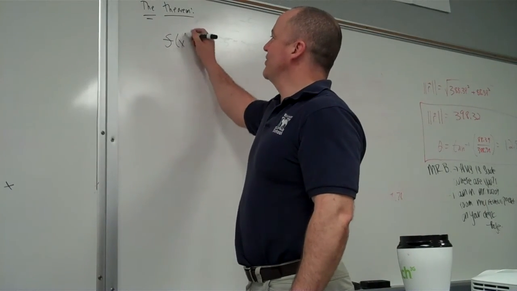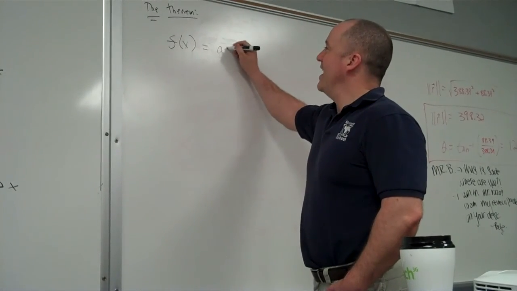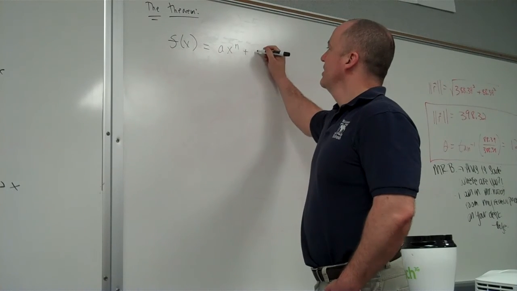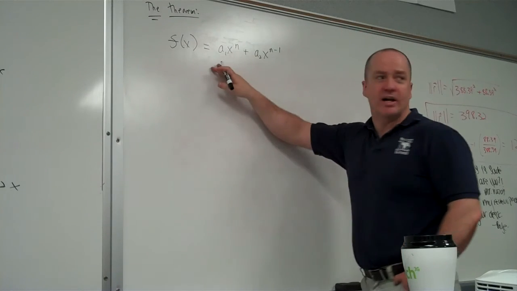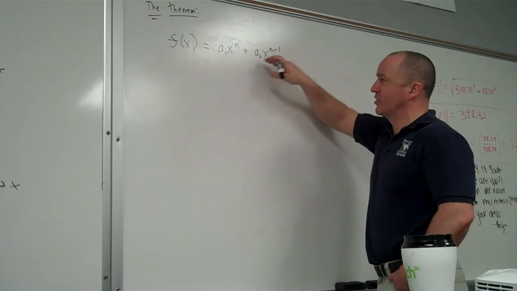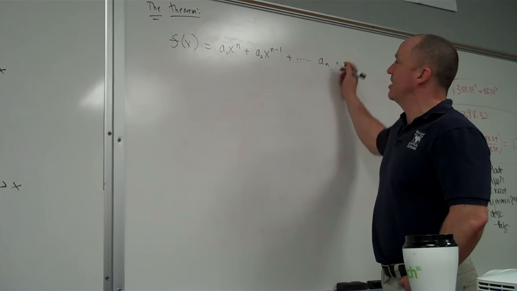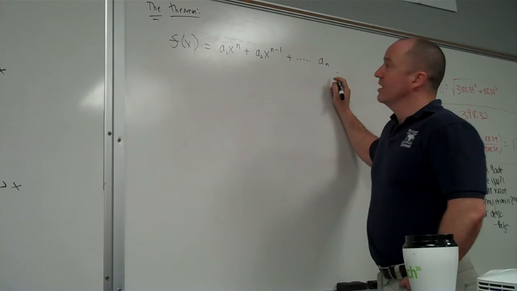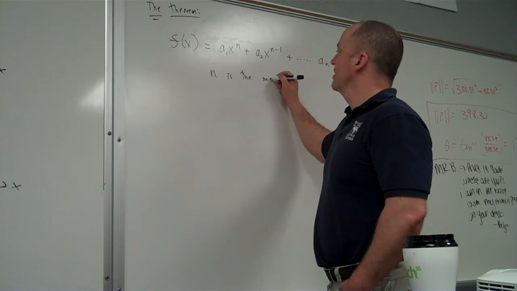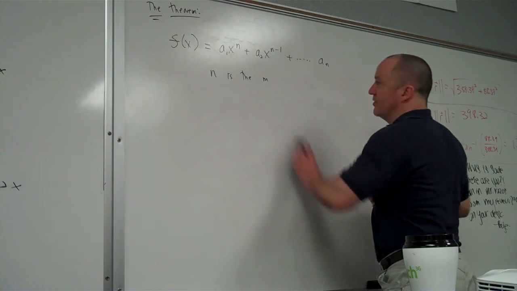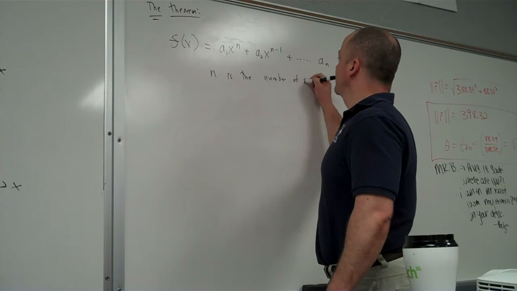It says if f of x equals a sub 0 x to the n plus a sub 1 x to the n minus 1 plus a sub 2 x to the n minus 2, and so on. This might be like 5x cubed plus 3x squared or something, plus dot, dot, dot, all the way down to some number. And this is a polynomial. Then n is the number of solutions.